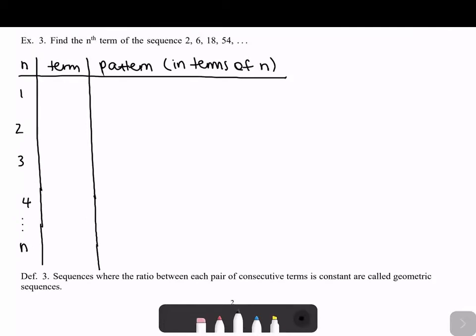So our first term in this sequence is 2. Our second term is 6. Our third term is 18. And our fourth term is 54.